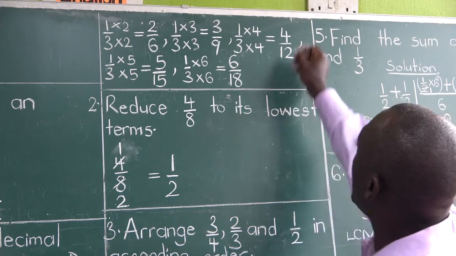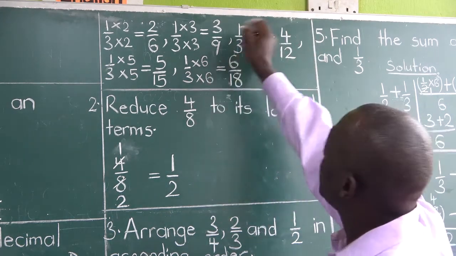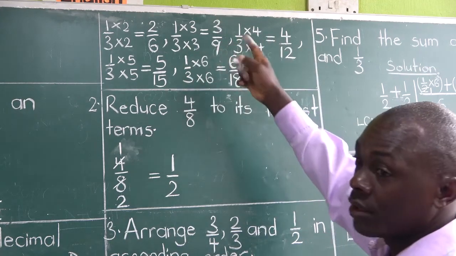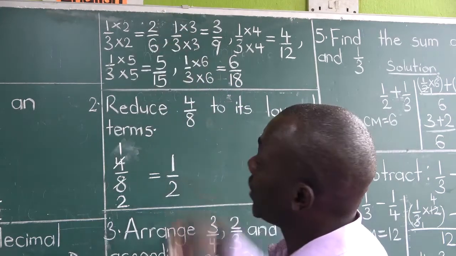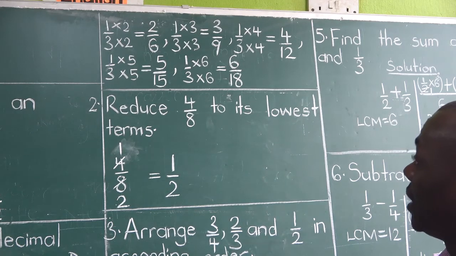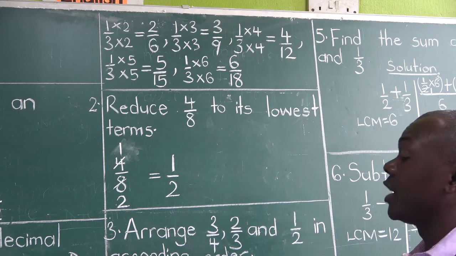For example, when you cancel by 4, you get 1, by 4, you get 3, you get a third. By 3 once, by 3, you get 3, you get back a third. By 2 once, and by 2, 3. So each of them, when reduced, you get a third. That is what is termed as equivalent fractions.